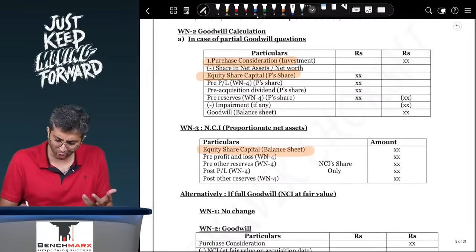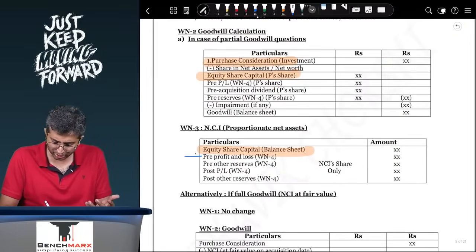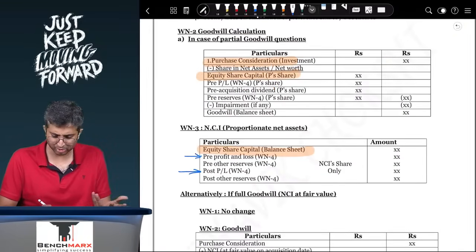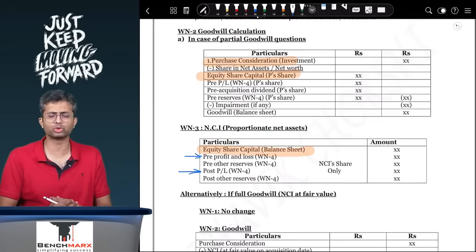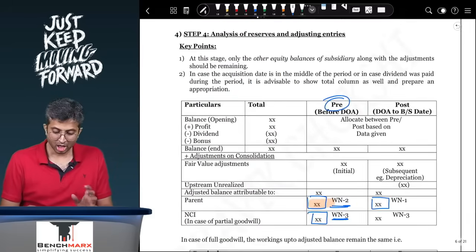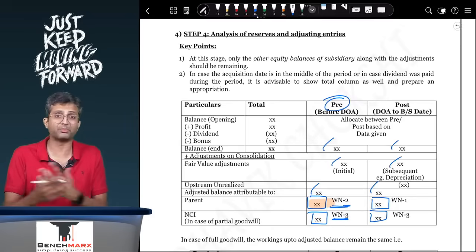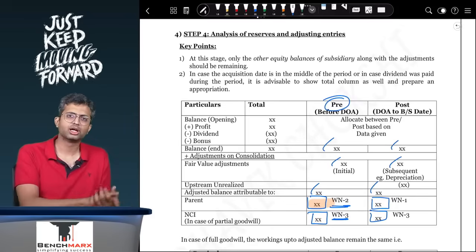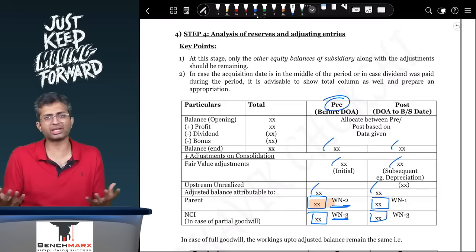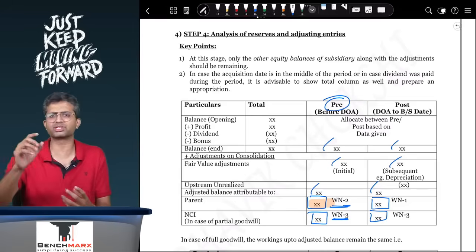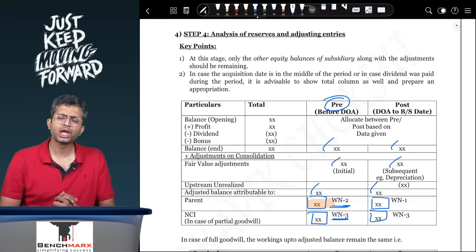So NCI does not honestly bother whether it is pre-acquisition profit and loss or post-acquisition profit and loss. Both of them are attributable to the NCI only. And this is how you will give effect to all the 4 items. Once you have given effect to all the 4 items, implicitly you have given effect to all the adjustments as well as the balance appearing in the balance sheet, and as a result, you have given effect to everything. This was the only item which was remaining, the reserves of the subsidiary along with the adjustments given.